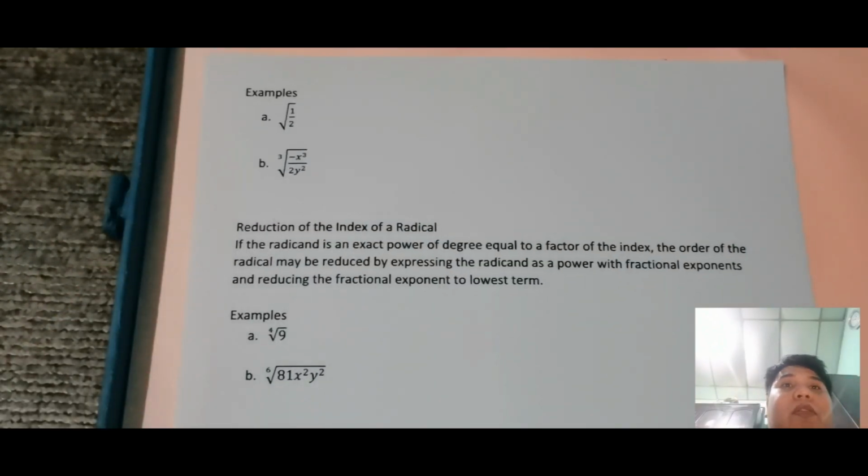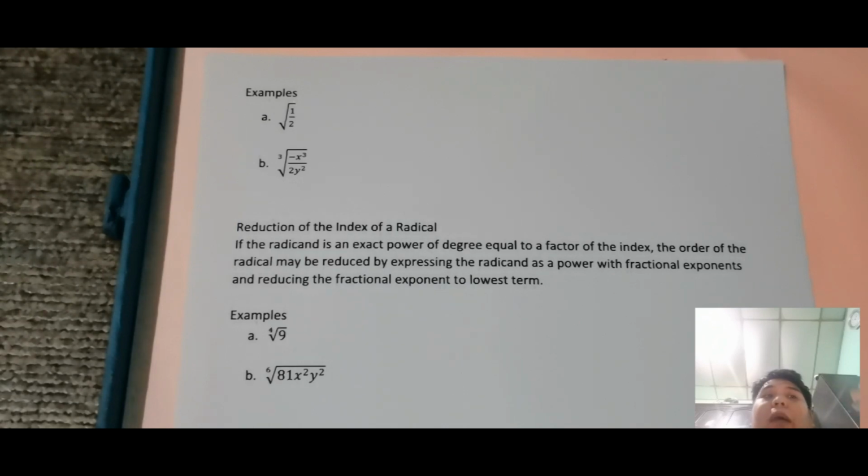So ito yung example natin. Letter A, we have square root of 1/2. Letter B, we have cube root of negative x cubed over 2y squared. So una mong ko-concern dito is yung index. Sa index ka magbe-base una. Since index ko sa letter A is 2, index ko sa letter B is cube.